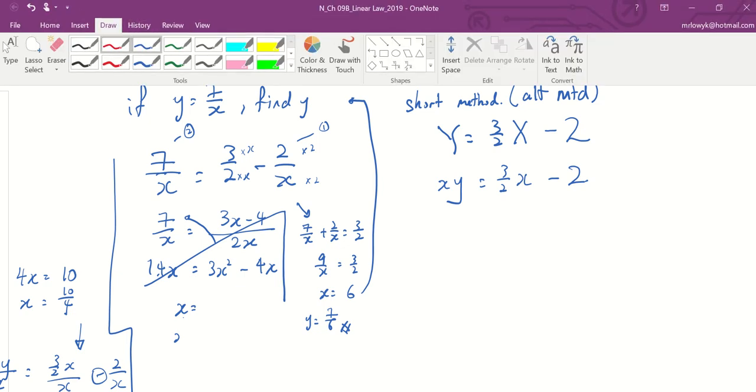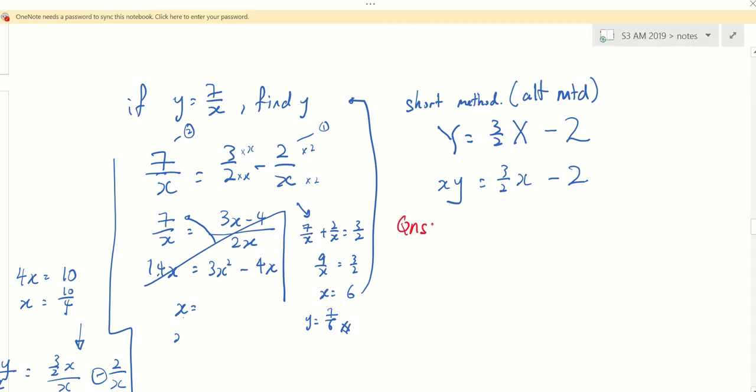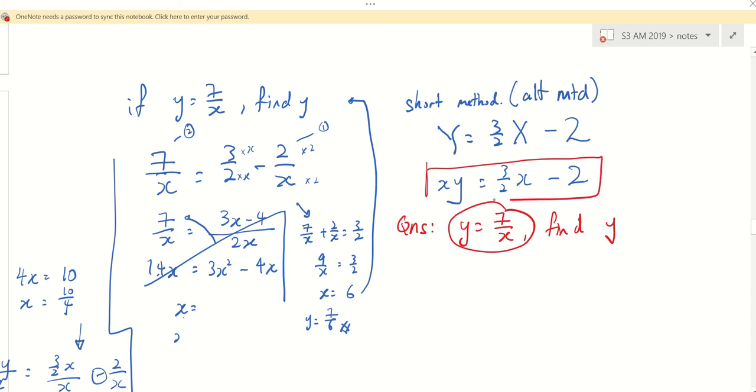So I use another color. This is my question. And my question says, y equals to 7 over x. Find y. Now I look at this and I look at the equation above. Can I replace anything? Answer is not yet. So what must I do here? I must multiply this over. I will get xy equals to 7. That means what? I can put the 7 into the equation. So this can go inside this equation. Do you follow?